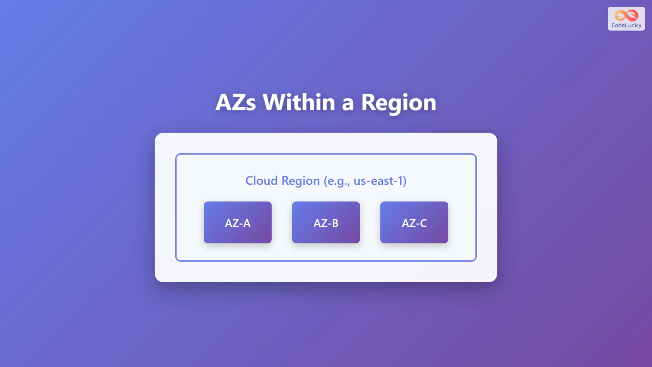Let's visualize how availability zones work within a cloud region. A region, such as US East 1, typically contains multiple availability zones. In this example, we have three availability zones, AZ-A, AZ-B, and AZ-C. These zones are physically separated from each other, often by several miles, but they're connected through high-speed, low-latency networks. This setup allows them to communicate quickly while remaining independent from a failure perspective.